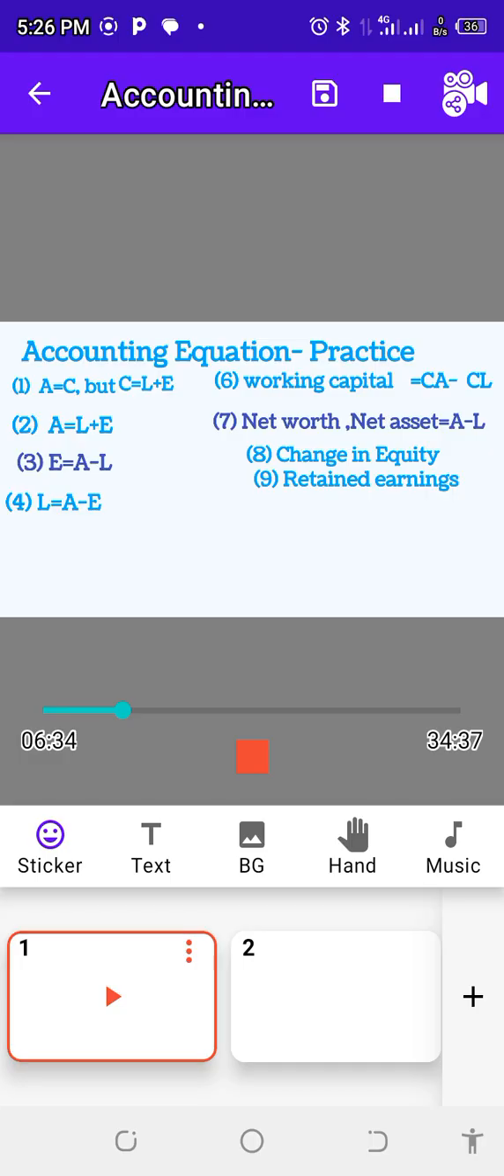Note, and I repeat, capital is equal to liability plus equity. Where there is no liability, capital is equal to what? Equity. And when there is no equity, capital is equal to what? Liability. You should have that in your mind as we trudge along.